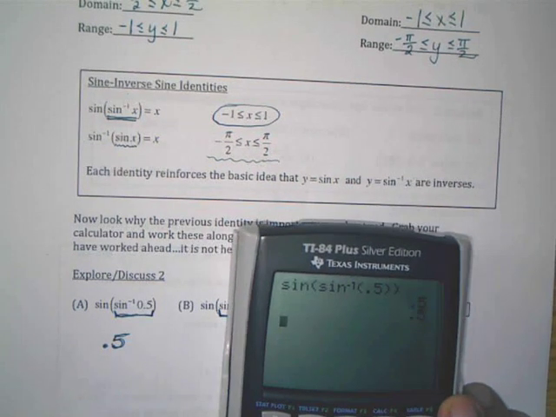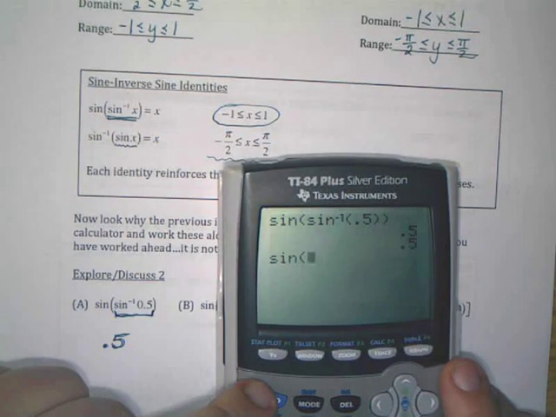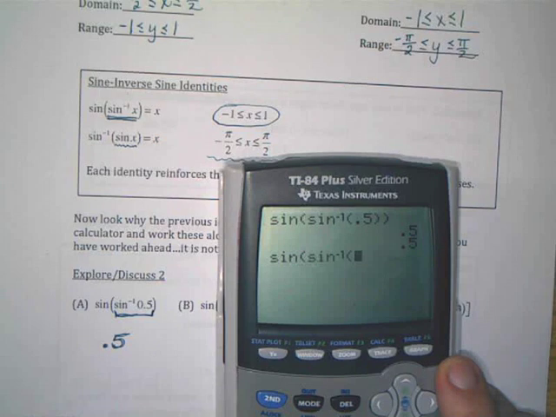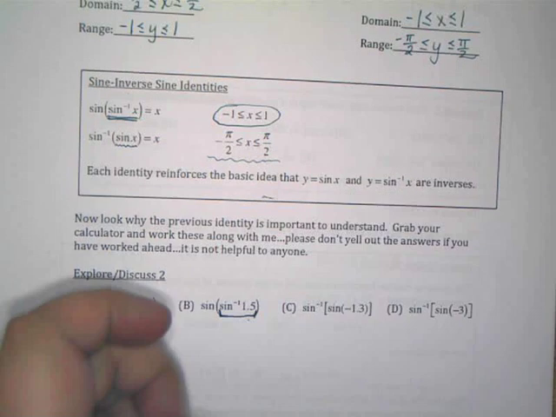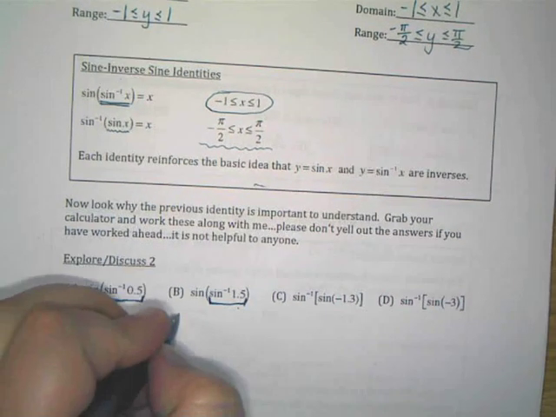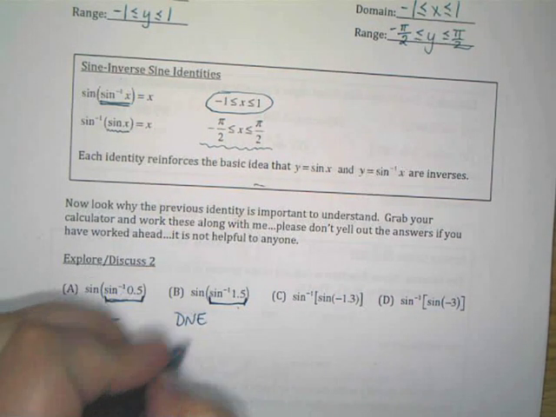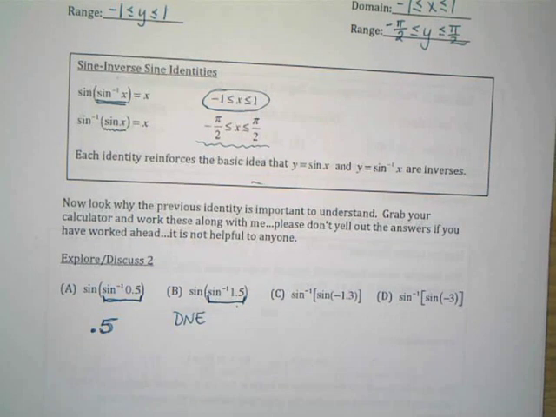Let's see what happens if we do try. We're going to go sine of inverse sine of 1.5. Domain error. Well, that makes sense because we just said it wasn't in our domain. So we would say does not exist, can't do.